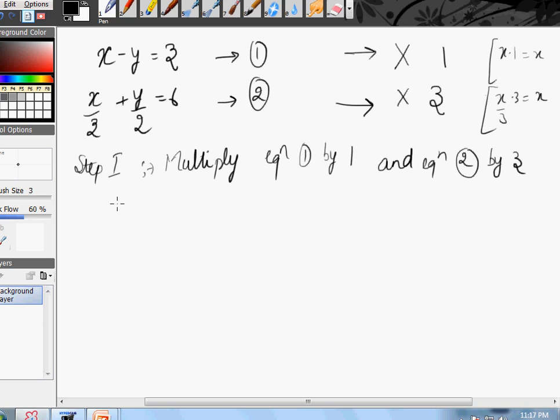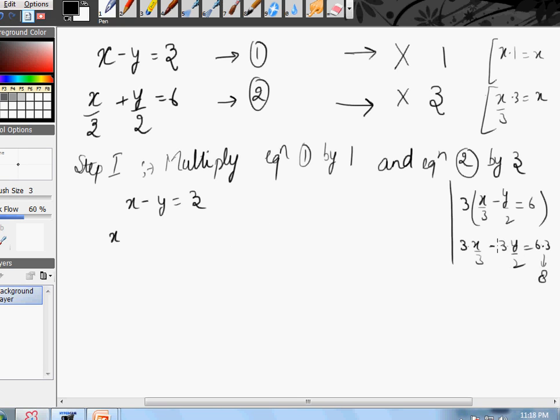So after multiplying, we get the first equation as it is, and the second equation becomes 3 into x by 3 plus y by 2 equals 6 into 3, which gives us x on opening the bracket, and 3 into y by 2, equal to 6 into 3, that is 18. Thus 3y by 2 equals 18.